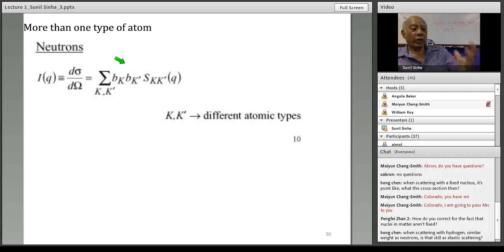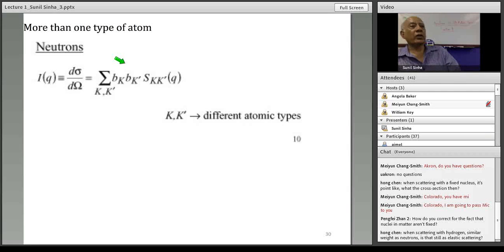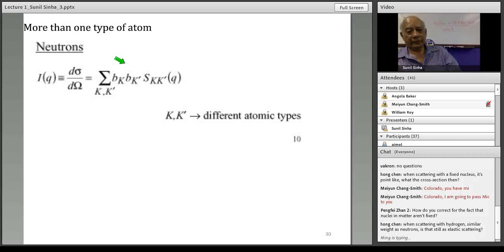So coherent scattering is used for getting structural information. Incoherent scattering in general provides just a diffuse background, but for inelastic scattering it can sometimes be used to study diffusion and other properties that you may be taught later in this course. Okay? Does that answer your question?